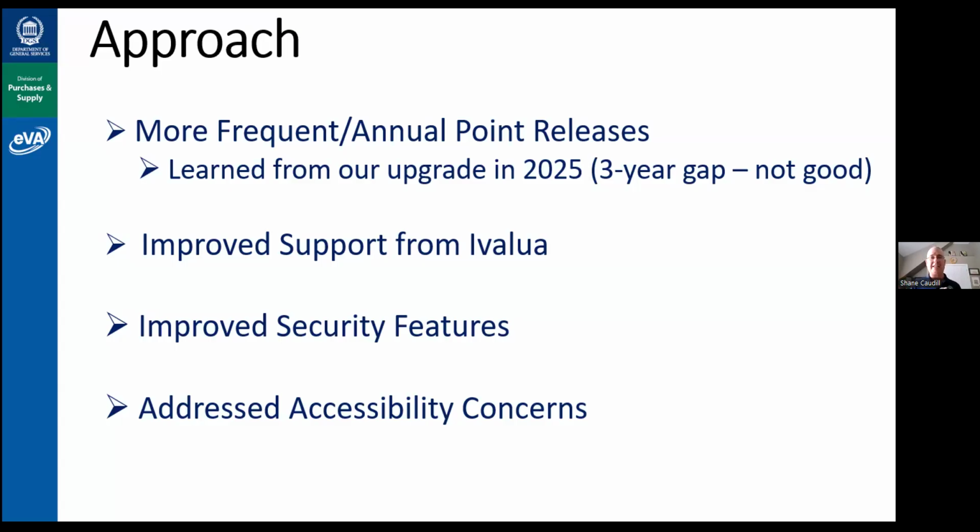So, what it does is allow for more incremental updates and fixes that are much, much less impactful on you and your user community. So that's really what our approach has been. The other reason we're doing these is we get improved support from iValua themselves to help us with our program. We're going to be on the most recent version that they're supporting. So certainly it makes them more agile, as they're not having to support an older version of our tool if there are issues or an enhancement they want to do.